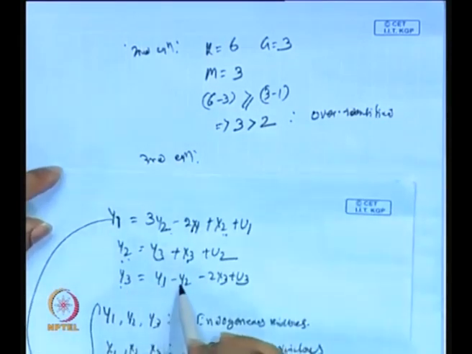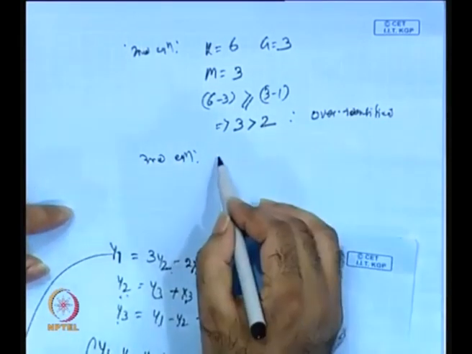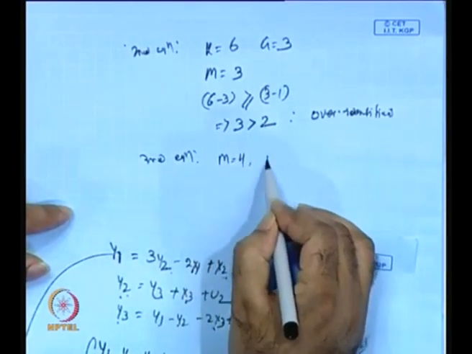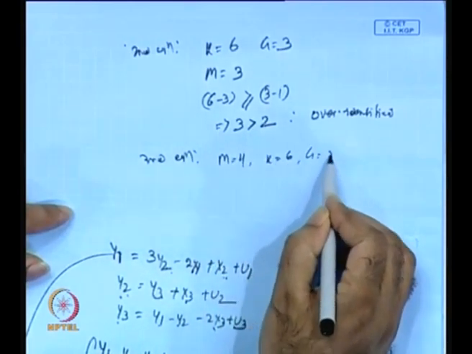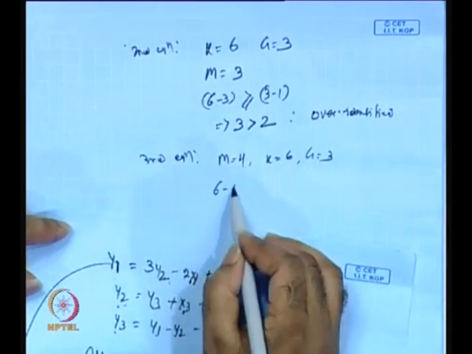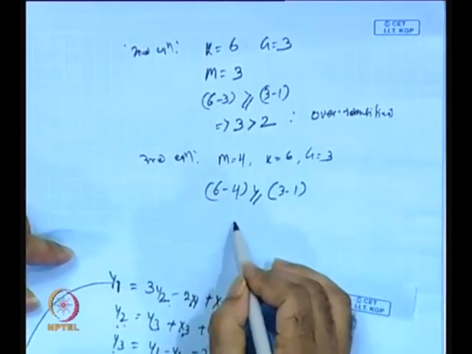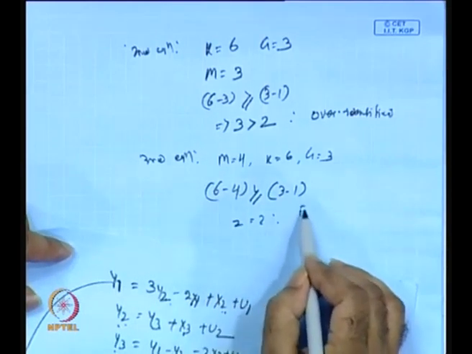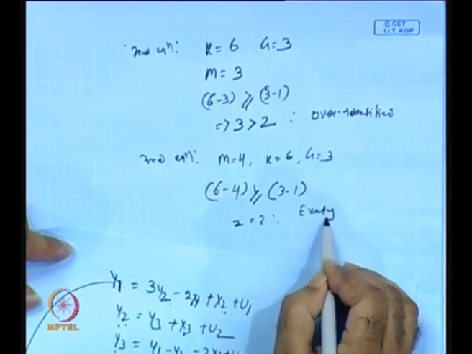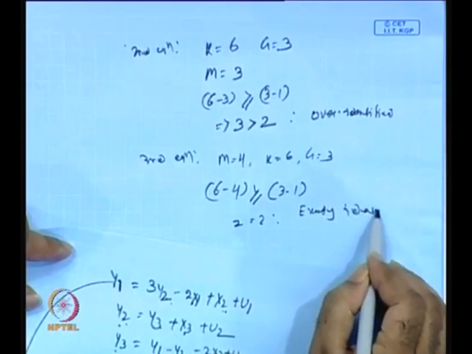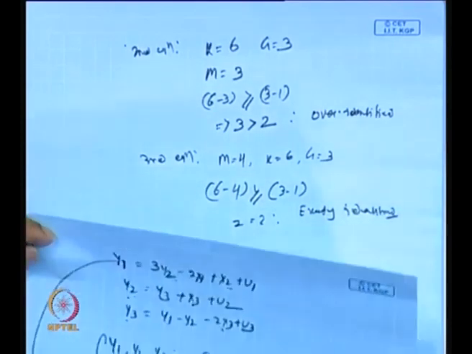Then you come to the third equation, 1, 2, 3, 4. So this is 4, that means m equal to 4 here. K is already 6, g is already 3. So 6 minus 4 is greater than or equal to 3 minus 1. That means 2 equal to 2, so it is exactly identified.